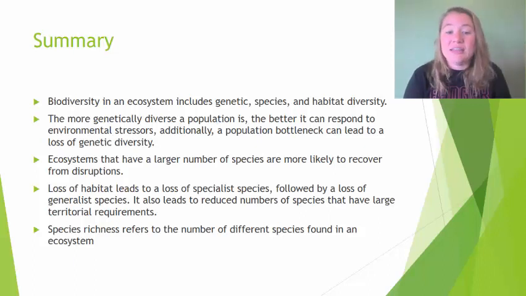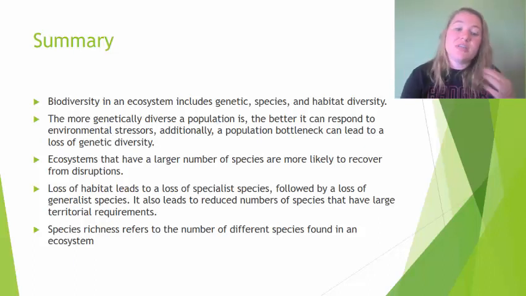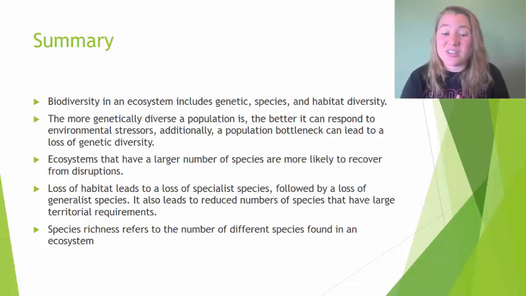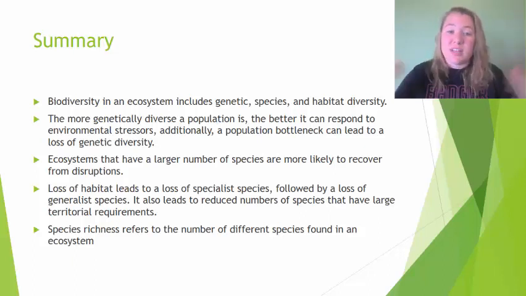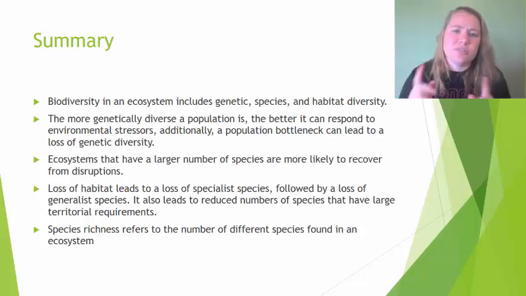Loss of habitat can lead to a loss of individual species diversity, particularly genetic diversity as well, and it leads to a reduced number of the species that have the large territories. And finally, biodiversity is measured through species richness and species evenness. Make sure you understand the difference between those two terms.